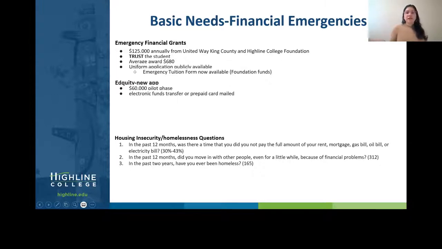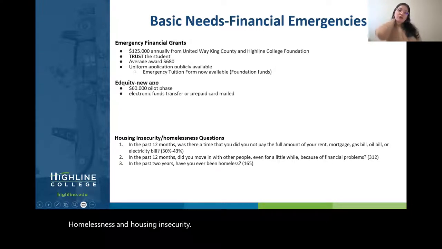So another way that the federal government measures homelessness and housing insecurity is through these questions here. These are examples here. And we also put these on the exit survey in the pantry. So I wanted you guys to get a sense of how many students are also experiencing these types of realities. One of the figures that really popped out to me was number three there. In the past 2 years, have you ever been homeless? 165 people said yes. And that was just in that 1 year period, just before we left campus.